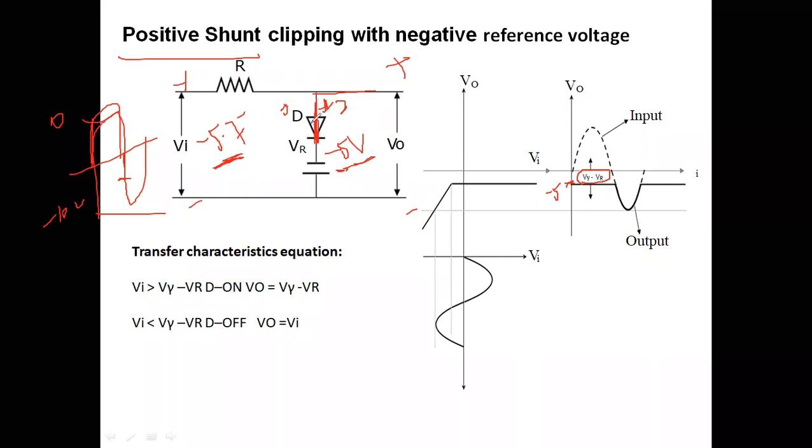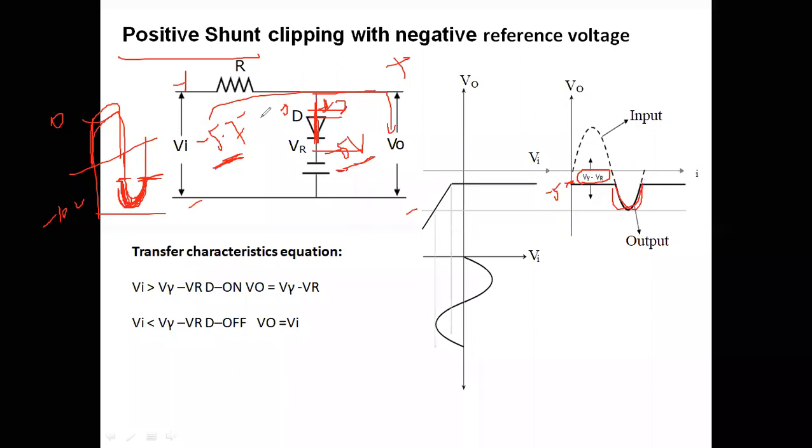When the diode is off, it is an open circuit. Diode is off means it is an open circuit, and whatever input comes, that will come to the output. This portion, which you can see at the input side, up to minus 5.7, you are going to get at the output terminal, from 5.7 to minus 5.7.